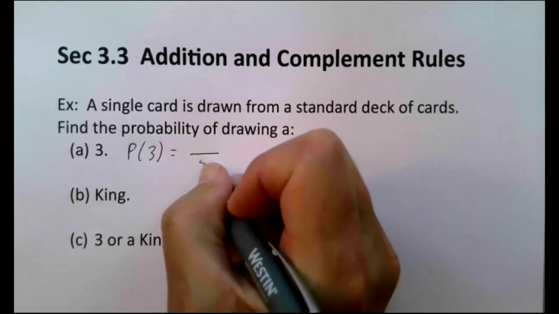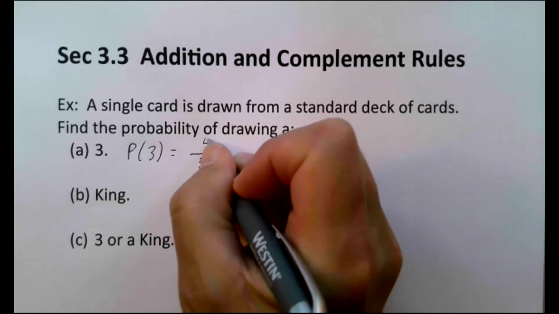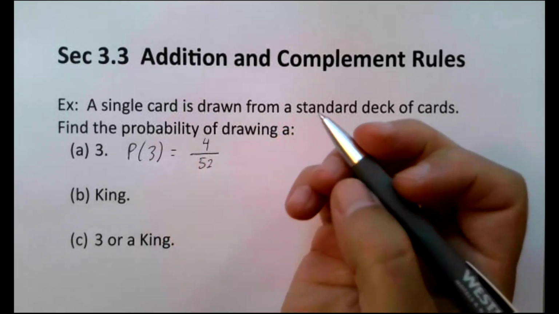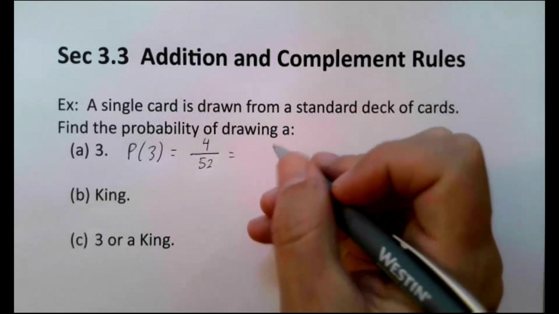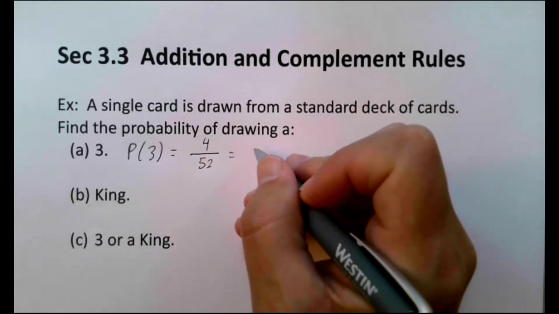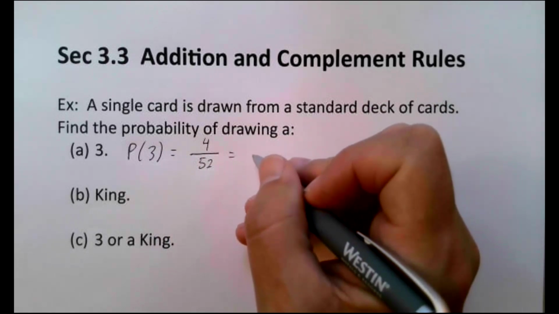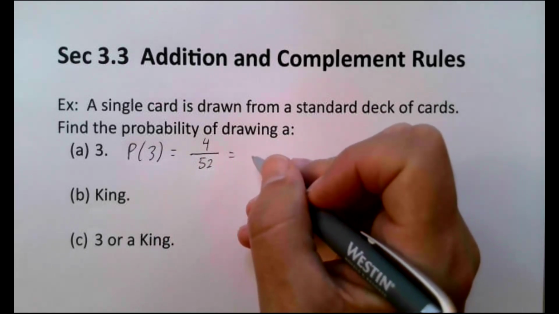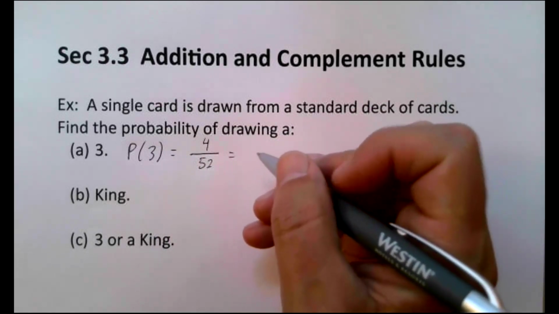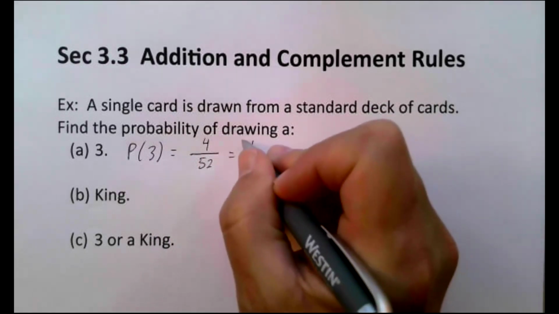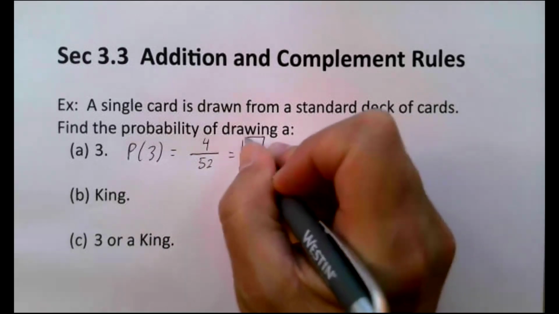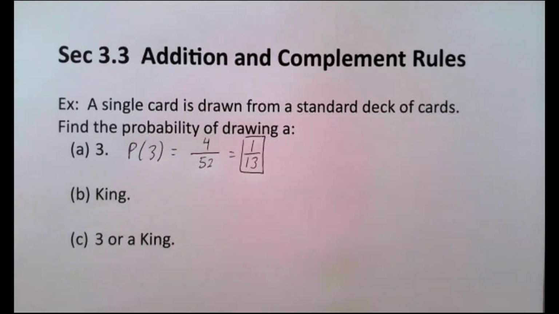So out of all 52 cards in the deck, 4 of them are 3s. Remember, if we are dealing with fractions, you must reduce. We talked in a recent section about how to reduce, and specifically how you might use your calculator to help you reduce. So I'm just going to go ahead and reduce this. Top and bottom would be divided by 4, and we would end up with 1/13.